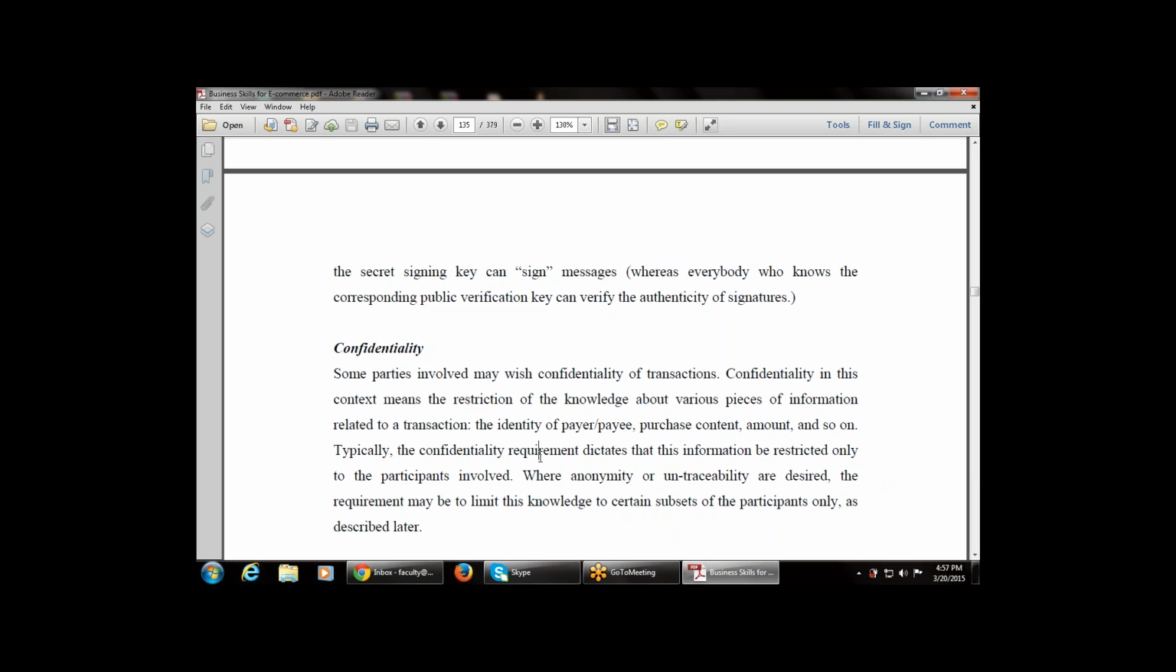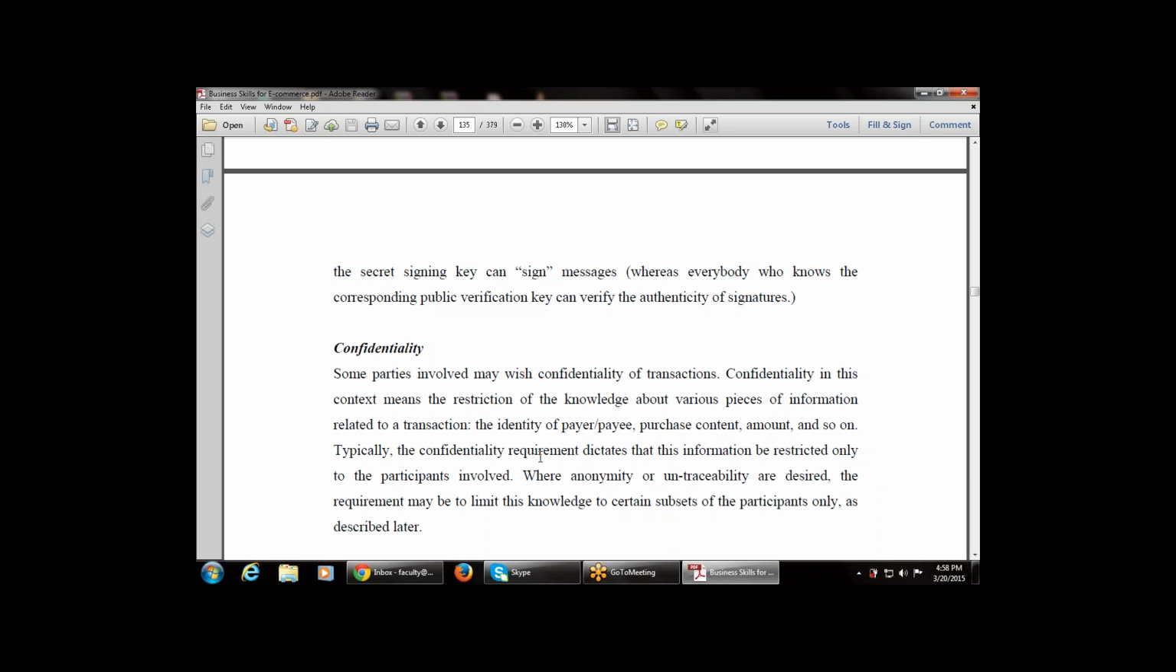Then the amount. If it is a high amount, it is very risky. If it is a lesser amount, then it is low risk, and so on. So these are the various types of information that must be kept confidential, so that the transaction information cannot be lost to the participants.